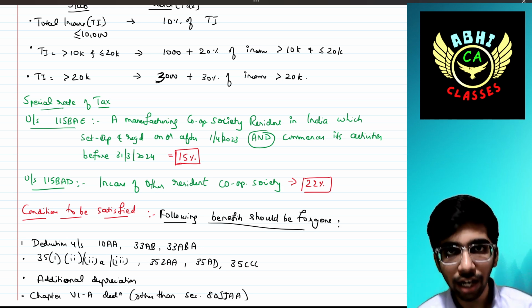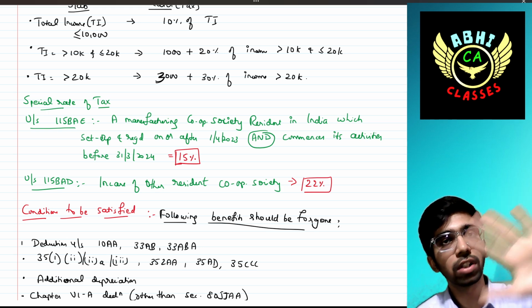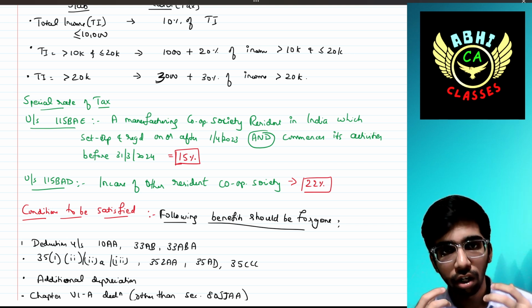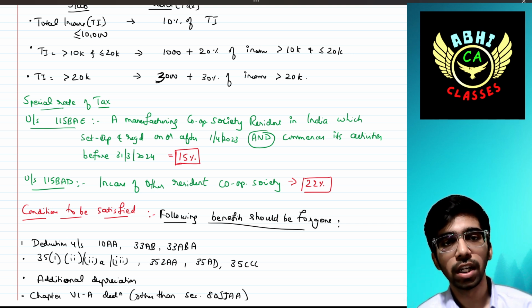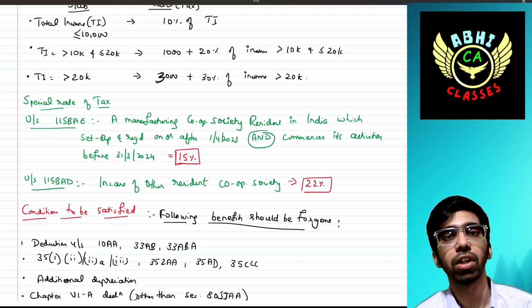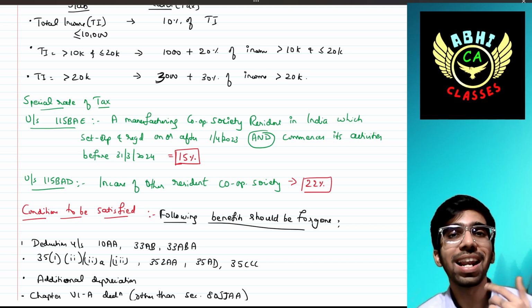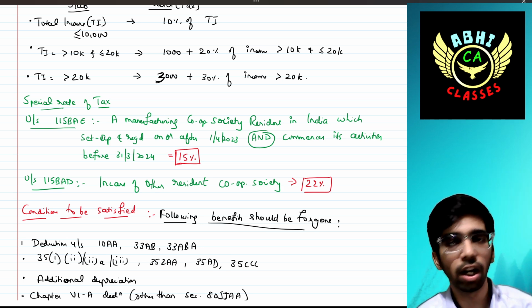Then for those cooperative societies, the tax rate is 15%. The above slab rate is not applicable, 15% is applicable flat. Then under section 115BAD, in case of other resident cooperative societies who want to avail another special rate of benefit, the tax rate is 22%, not 30%, 20%, 10%, 22% flat.